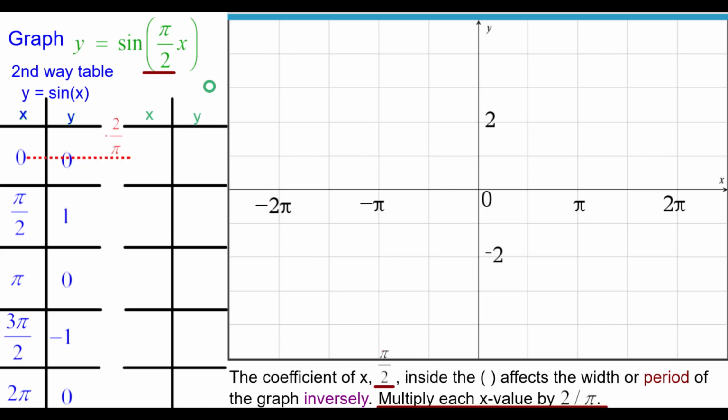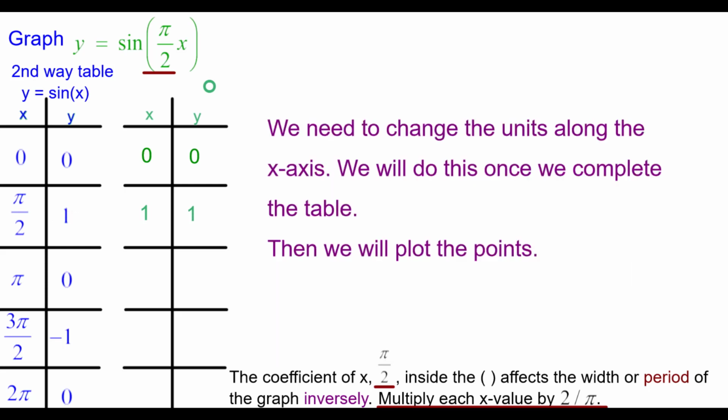So 0 times 2 divided by pi is 0. That's the only parameter, and it does not affect the y value, so they remain the same. And so we start at the origin. I think we're going to hold off plotting those. Here we multiply pi over 2 times its reciprocal and get 1, comma 1. So we're going to need to change the units along the x-axis, and we'll do that once we complete the table so that we know how far we need to go. Then we'll plot the points.